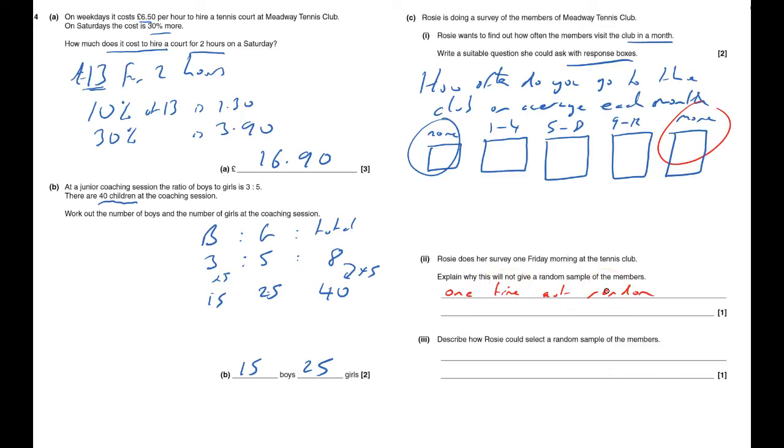Best way is to have a list of members, number them, and then use a random number generator. And that will choose the members at random. And don't forget, you can't do it at the club, because there'll be some members who probably don't even attend the club. That's question 4 done.